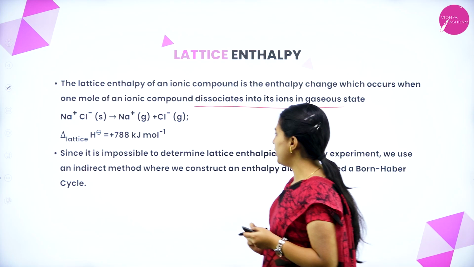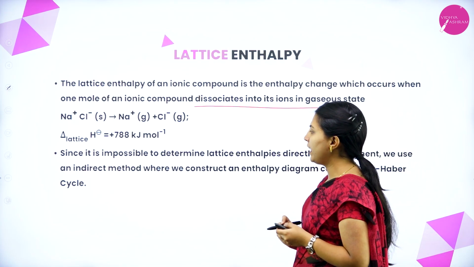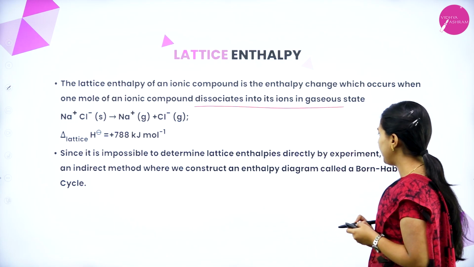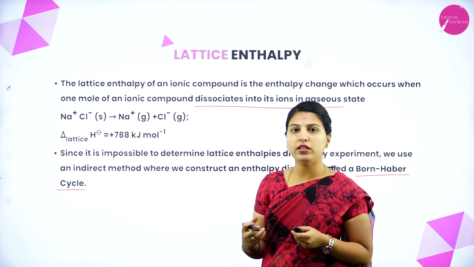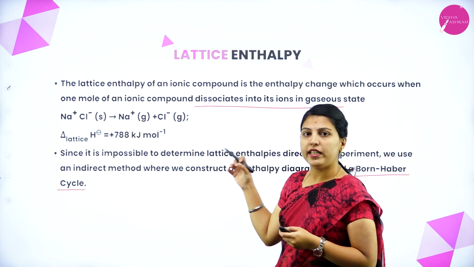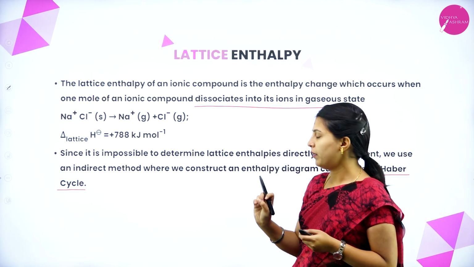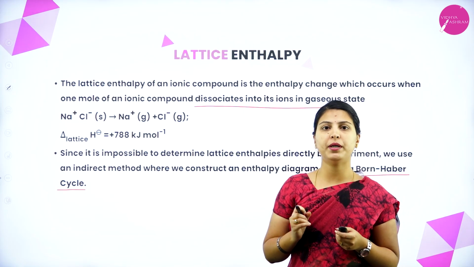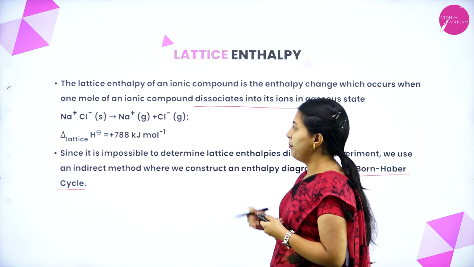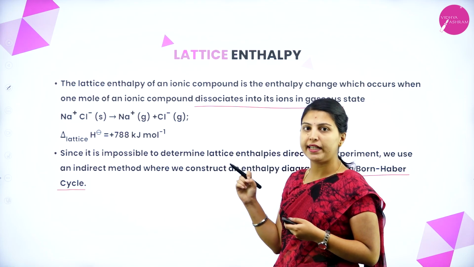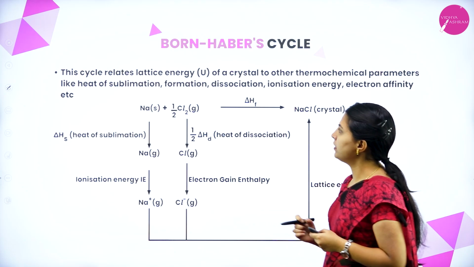Since it is impossible to determine lattice enthalpies directly by experiment, we use an indirect method where we construct an enthalpy diagram called the Born-Haber cycle. It means we cannot directly determine how much enthalpy has been produced or used here. So the indirect method is the Born-Haber cycle, an enthalpy diagram. We will mainly use the Born-Haber cycle to identify the lattice enthalpy. See, this is the Born-Haber cycle.